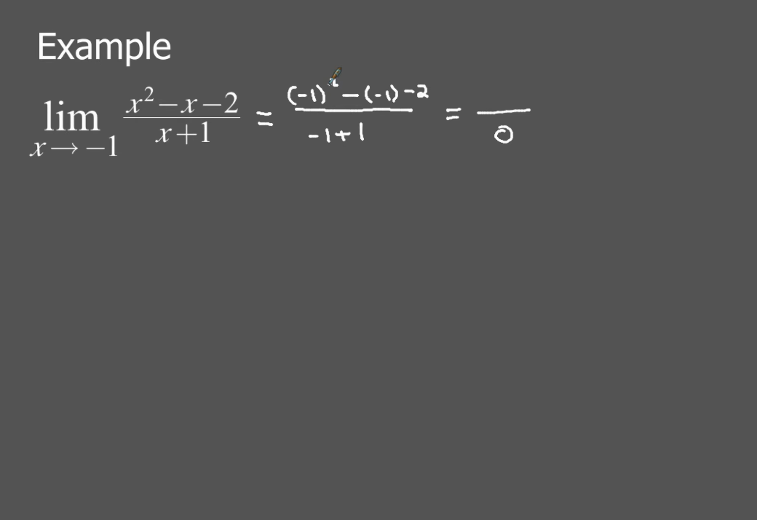Negative 1 squared is 1 minus negative 1. So that gives a sum of 2 minus 2. So we end up with 0 over 0, which is one of the indeterminate forms for L'Hopital. So we can apply L'Hopital's rule here.